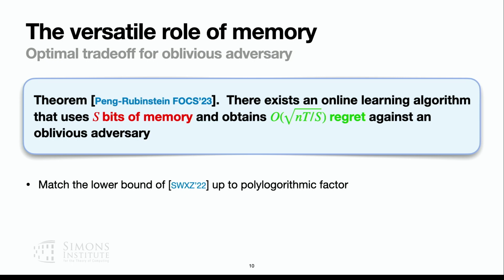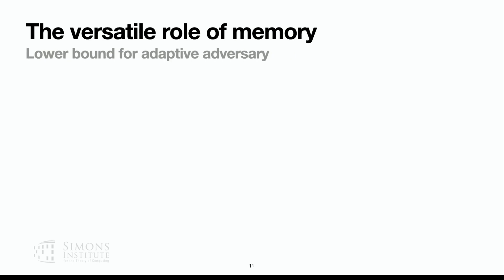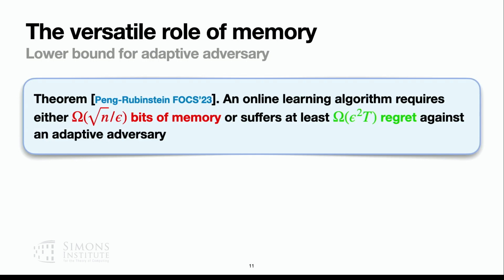From this, you can say if you are facing an oblivious adversary, then memory does not play a very critical role, because even using polylog space, the regret is just square root NT, only a square root n overhead over multiplicative weight. Okay. Well, for an adaptive adversary, the role of memory suddenly changes. We prove a lower bound showing that an online learning algorithm requires at least square root n over epsilon bits of memory, or it needs to suffer at least epsilon squared T regret against the adaptive adversary.